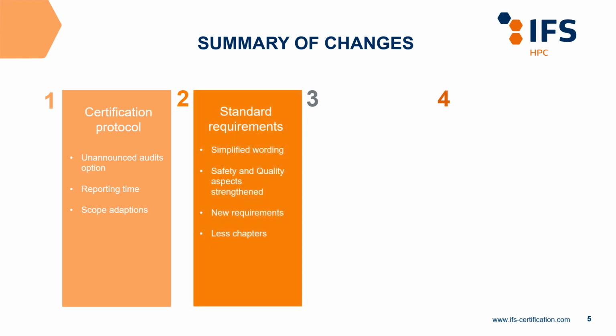For Part 2, the wording in the requirements is more concise and understandable. Safety and quality aspects are strengthened. There are some new requirements, but the total number is reduced. Product defense is now included in Chapter 4.